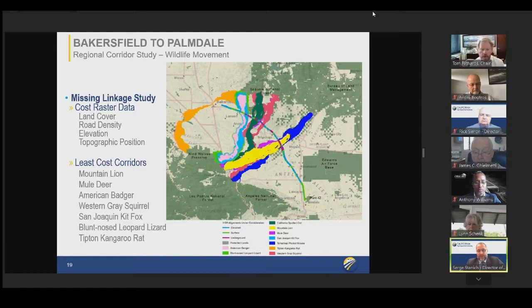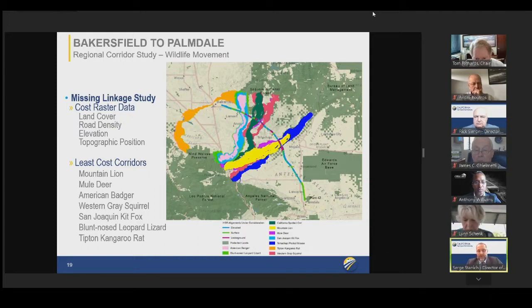So along this map, you'll see that there's a dark blue hatching that is the, I think it's the mountain lion. I've got to check my color code here. Pardon me, yellow is mountain lion and blue is the mule deer. And this is the area that would be the preferential movement corridor for these two species.